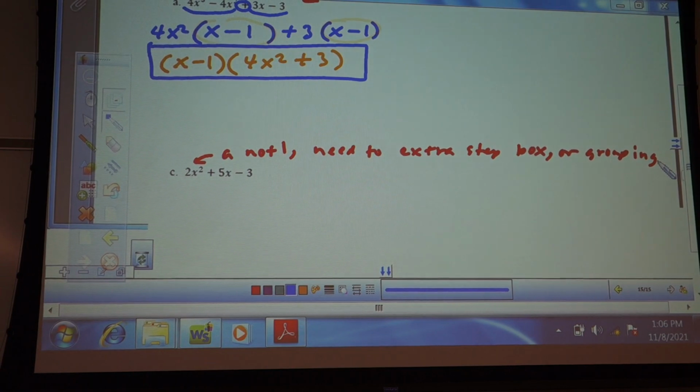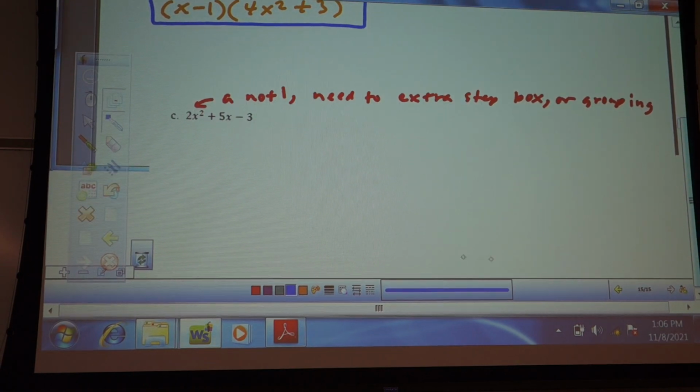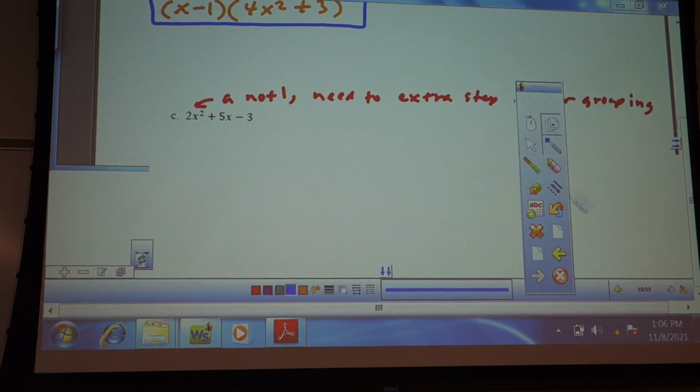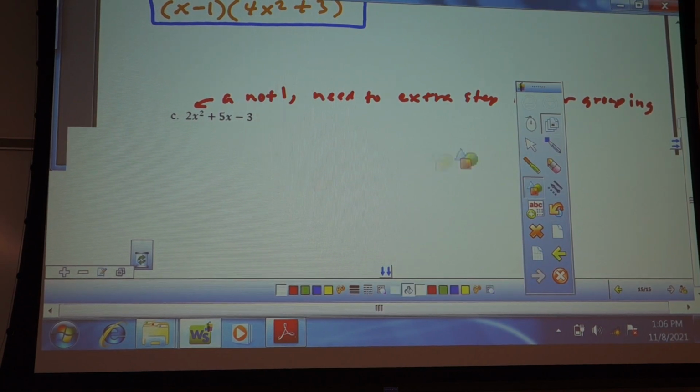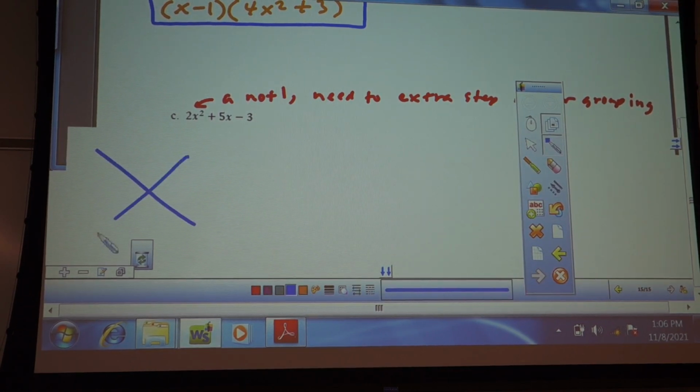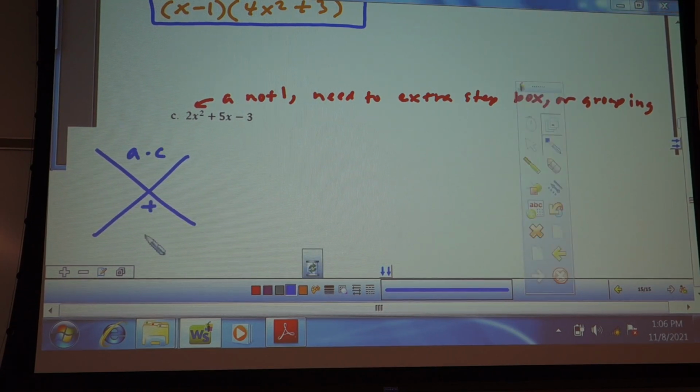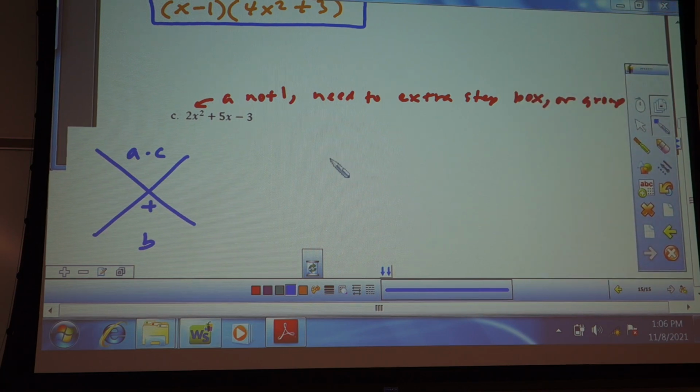So start off with this thing here, right? So the A times C plus B thing. So A times C, figure out what number goes there. The two numbers have to multiply to this number and have to add to whatever your B is, right? Write down what your B is and find those two numbers. Once you find those two numbers, then you can either do the box method.